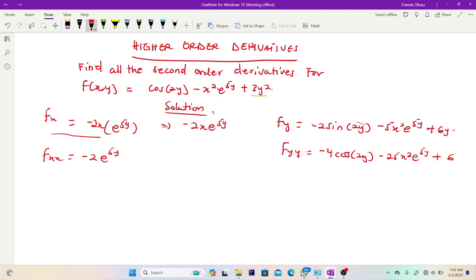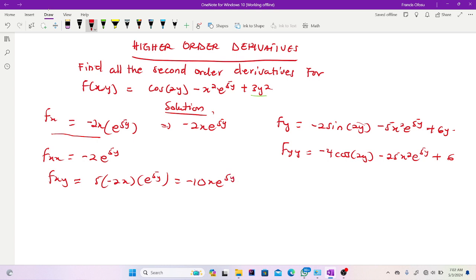The next thing is to find the derivative of this with respect to y, that is fxy. So I'm going to differentiate this expression with respect to y. I simply find the derivative of the power, which is 5, and I multiply by the whole expression. So this is 5 times negative 2x e to the power 5y, and that will give me negative 10x e to the power 5y.